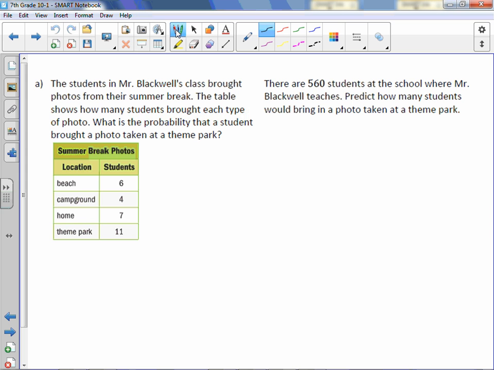So this first part is just finding the probability. We are concerned with theme park, so that is our numerator. To find the denominator, I have to add everything up. So 6 plus 4 plus 7 plus 11 is 28. So the probability is 11 out of 28.